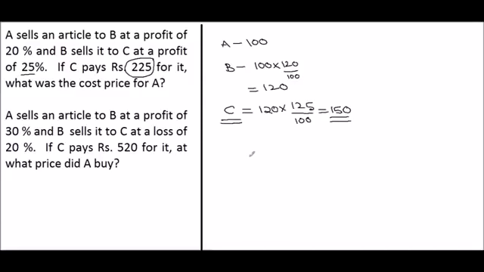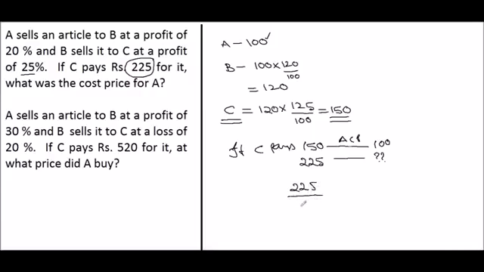Now simply, I should go for the unitary method in this way. If C pays 150 for that, then A's cost price was 100 rupees. Now, if C pays 225 rupees, as given in the question, then what should be the cost price of A? A's cost price should be 225 divided by 150 into 100. Hope you got the idea, right?